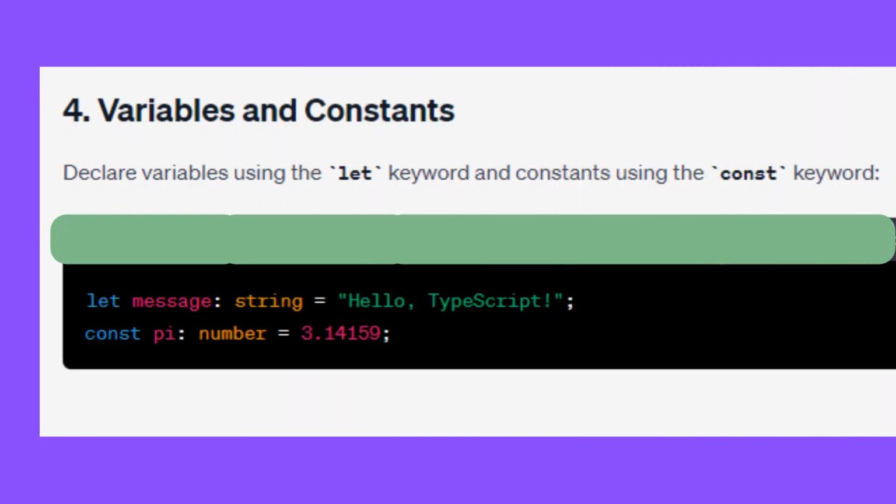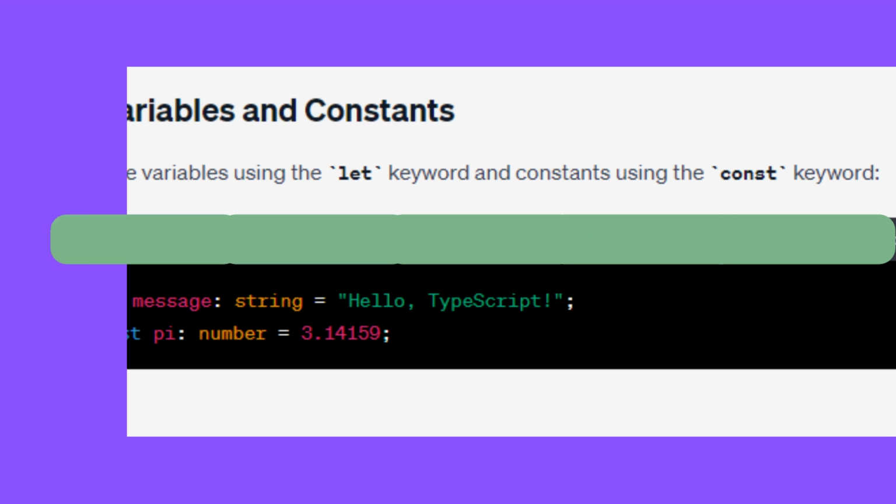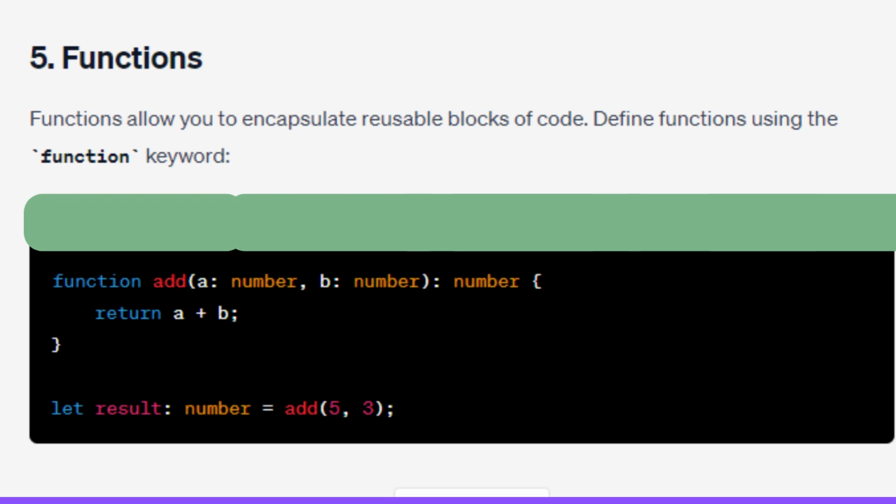4. Variables and constants. Declare variables using the let keyword and constants using the const keyword. Let message: string = "Hello, TypeScript". Const pi: number = 3.14159. 5. Functions. Functions allow you to encapsulate reusable blocks of code.